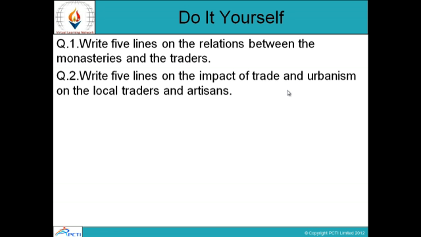These are some of the questions. You have to do it yourself. Question number 1: write 5 lines on the relations between monasteries and the traders, and write 5 lines on the impact of trade and urbanism on the local traders and artisans.